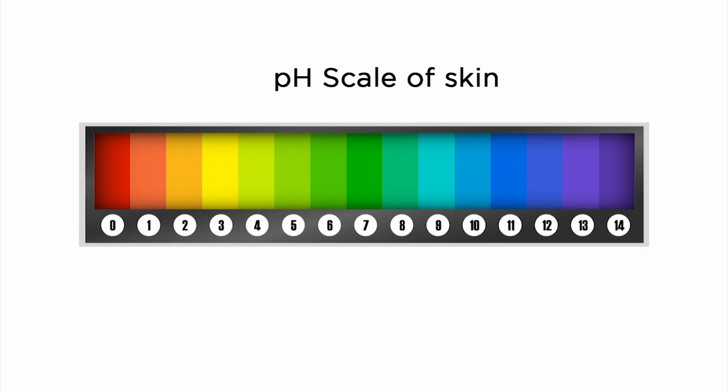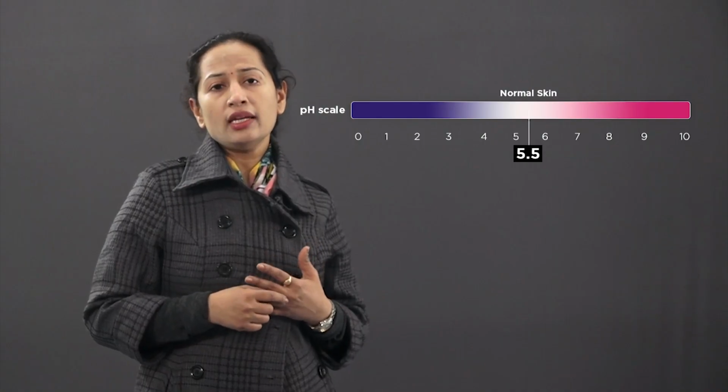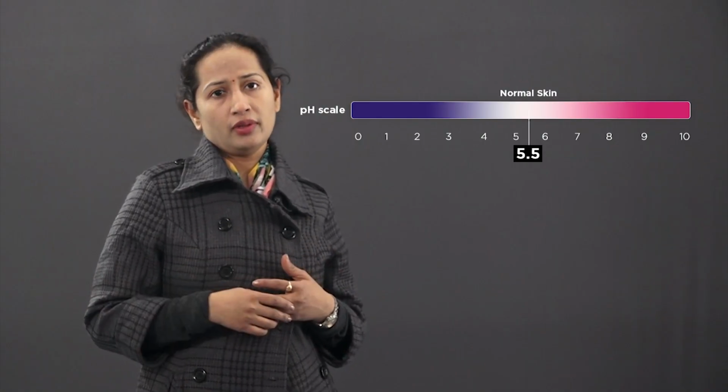Let's talk about the pH. Assistant beauty wellness consultant must understand the concept of pH and its utility in beauty and wellness industry. So, what is pH scale? pH scale is used to measure the acidity and alkalinity of the skin using a numbered scale from 1 to 14. Acid have a pH less than 7 and alkaline has a pH more than 7. Normal skin has a pH of 5.5.